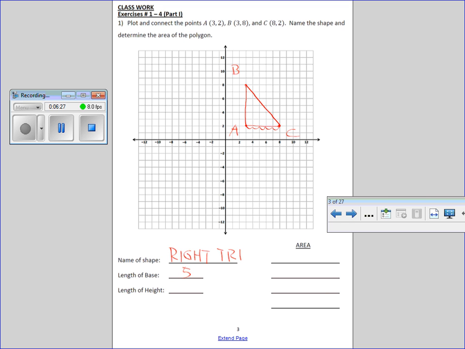The length of the height. Dave? Good. And now to find the area, just apply the formula. What can you knock out? Dave? And 6 becomes 5 times 3, Dave. 15, and make sure you put units squared. Good? Let's do one more together.